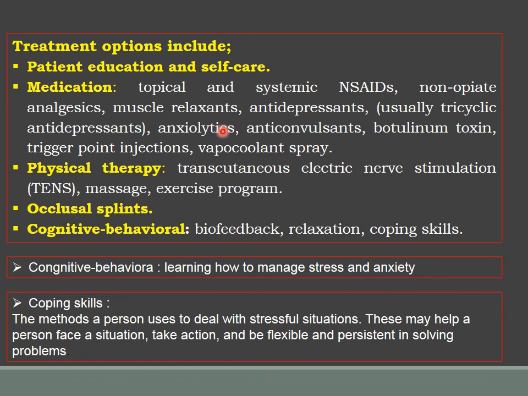الأخر واي هو الكونجكتيف behavior والباي فيدباك mechanism، relaxation and the coping skill، كل هاي تساعدنا على removal of the pain from the TM joint. وهنا أنا شارح لكم بعض التعاريف شنو معنات الكونجكتيف behavior، learning how to manage stress and anxiety. والcoping skill is the methods a person uses to deal with stressful situations. This may help a person to face a situation, take action and be flexible and persistent in solving problems.